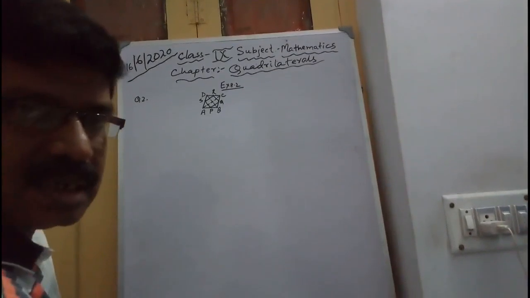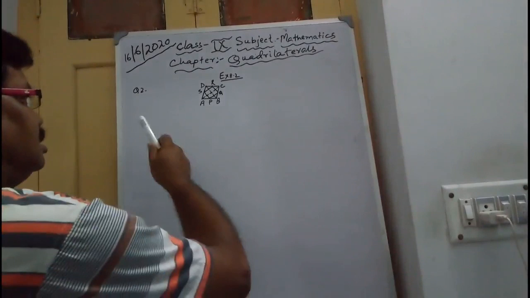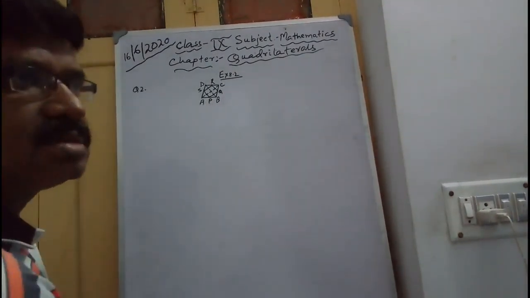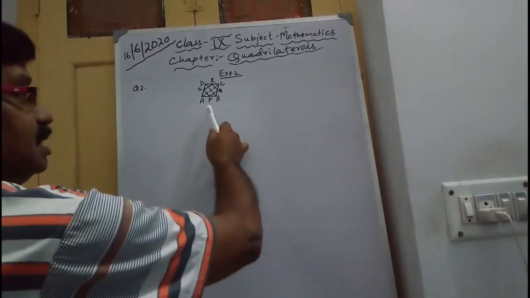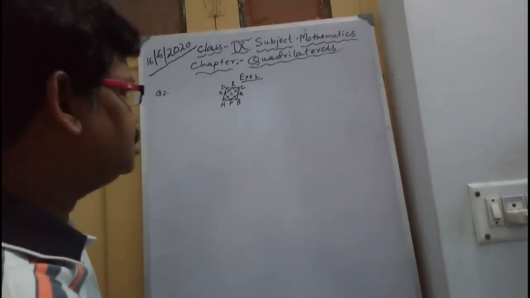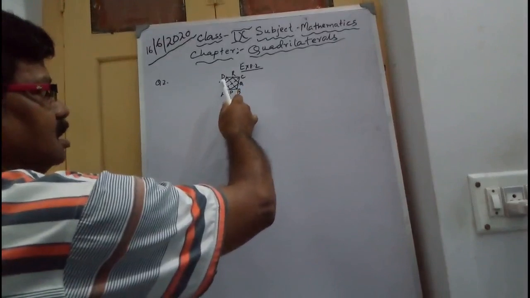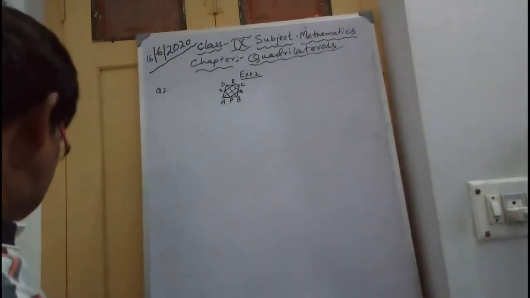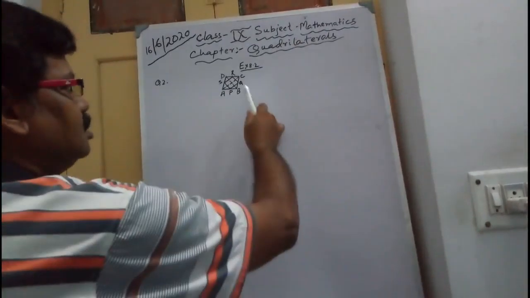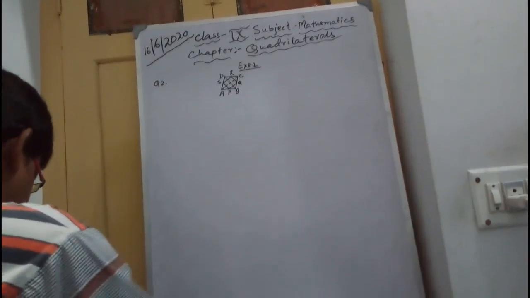Exercise 8.2, sum number 2. In this question, ABCD is a rhombus where P, Q, R, S are the midpoints of AB, BC, CD and AD. Now you have to prove that PQRS is a rectangle.